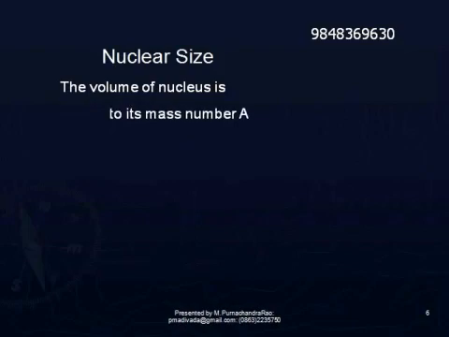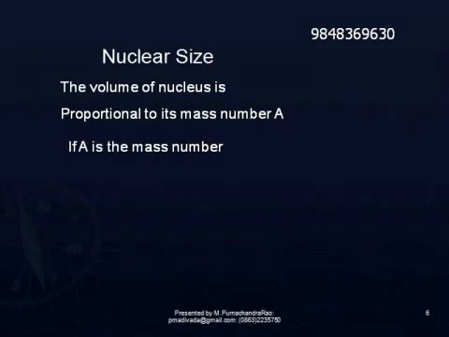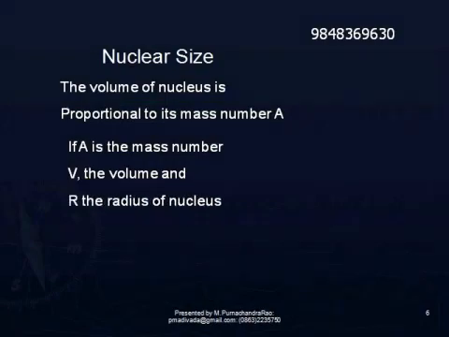It was noticed that the volume of the nucleus is proportional to the mass number. If we represent the mass number by A, volume by V, and the radius of the nucleus as capital R, then we can write V is proportional to A, because volume is found to be proportional to mass number. But volume is 4 by 3 pi R cube. Therefore, 4 by 3 pi R cube is proportional to A.